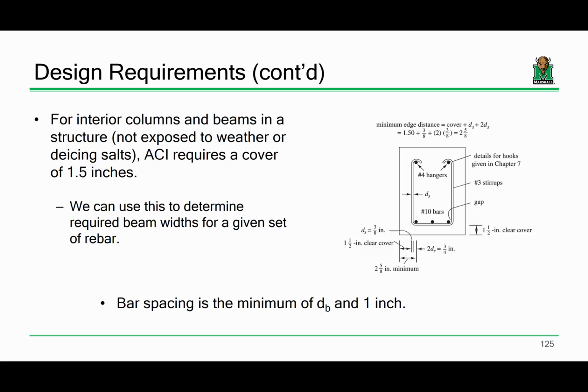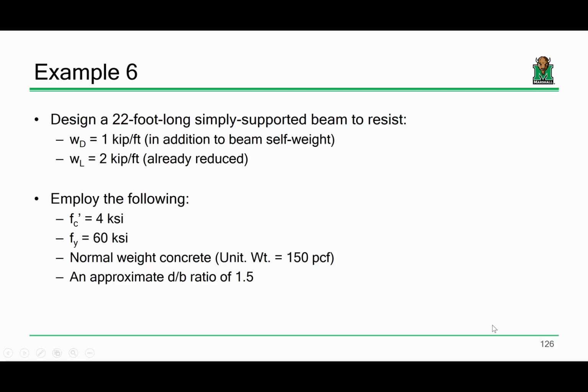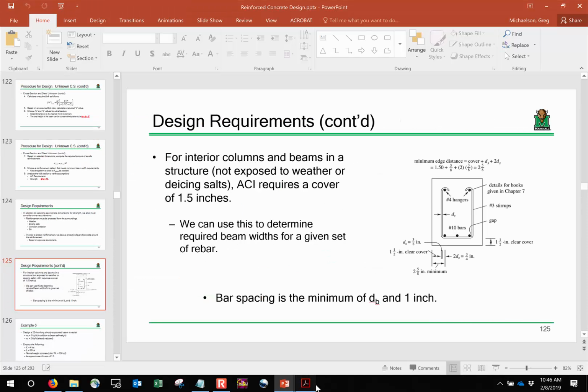But if you're going to have bars spaced, traditionally these bars can't be super, super close together because the concrete has to penetrate in between the bars. So we have a limit on the bar spacing, okay? Typically that limit, according to ACI, is the minimum of the bar diameter and 1 inch, okay? And so all of this is really leaning on the lower part of this table.